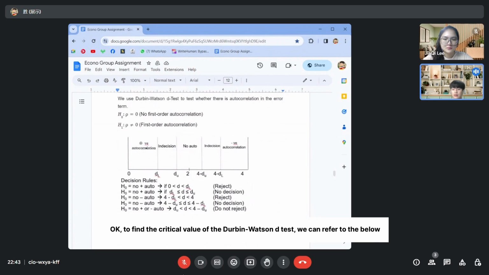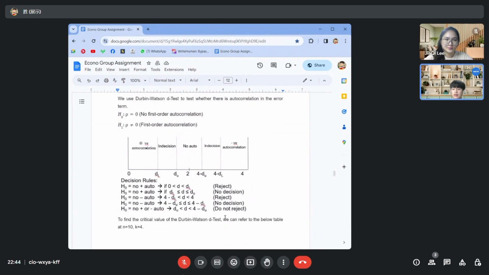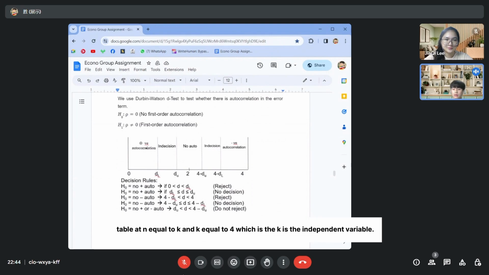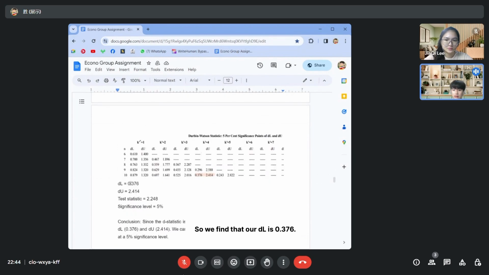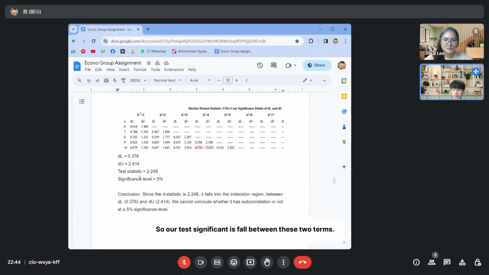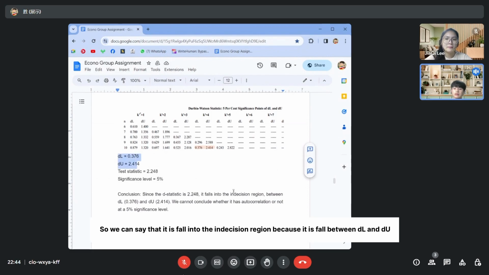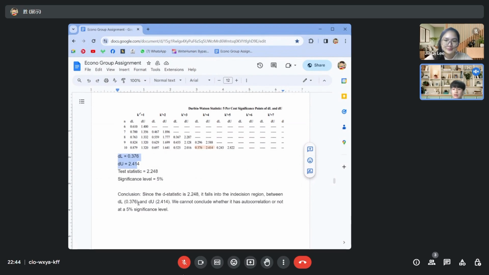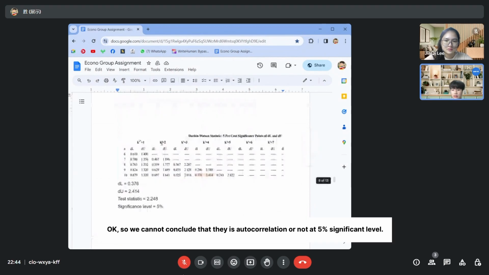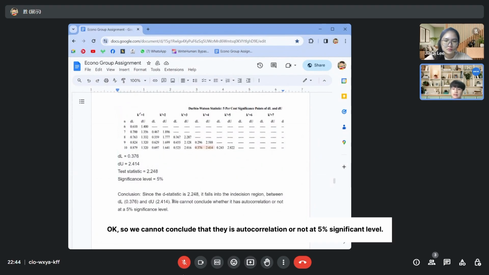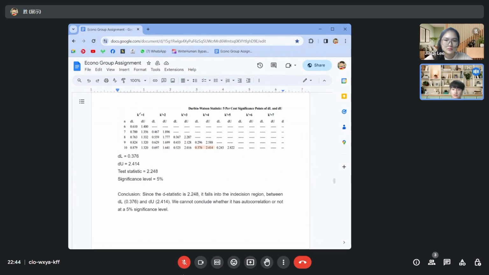To find the critical value of the Durbin-Watson test, we can refer to the table below at n equal to 10 and k equal to 4, where k is the number of independent variables. So we find that our dL is 0.376 and our dU is 2.414. So our test statistic falls between these two values, which means it falls into the indecision region based on our decision rule here. So we cannot conclude whether it has autocorrelation or not at a 5% significance level.